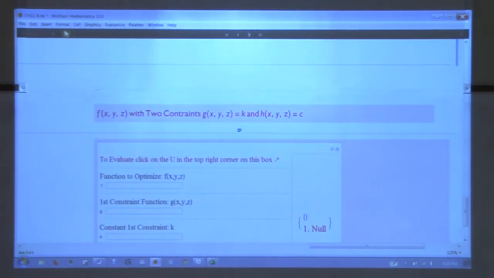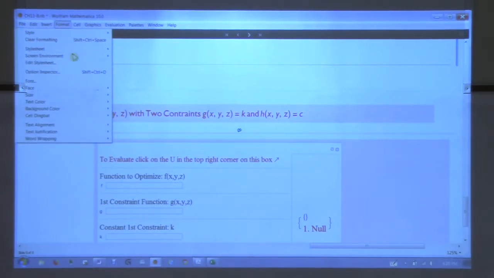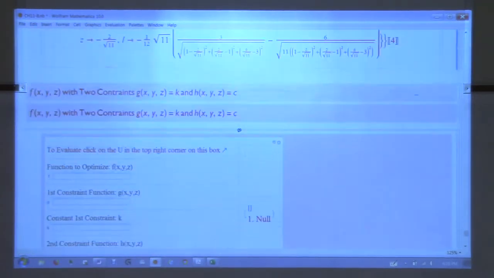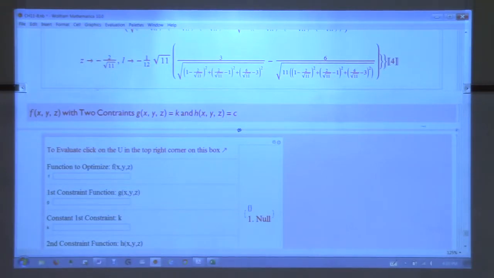Hold on. I'm bothered by this. Screen environment working. There we go. There it is.